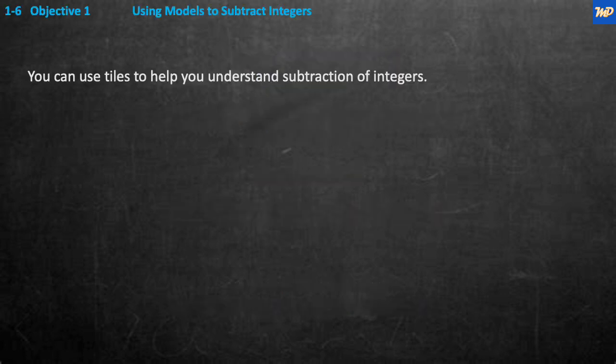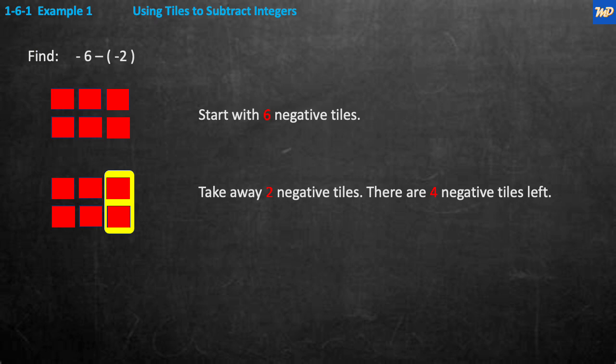Okay, Objective 1. Using models to subtract integers. You can use tiles to help you understand subtraction of integers. Example 1. Using tiles to subtract integers. Find -6 minus -2.